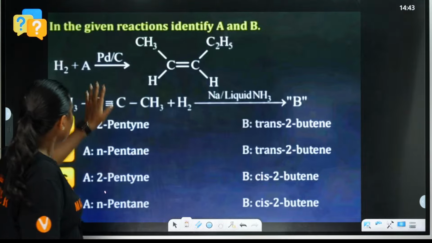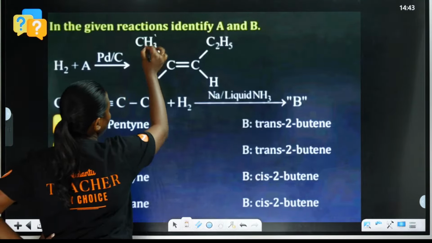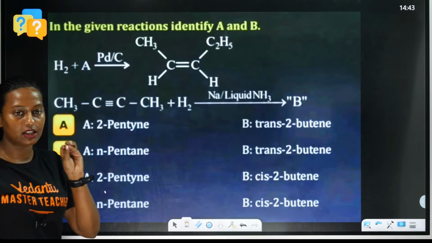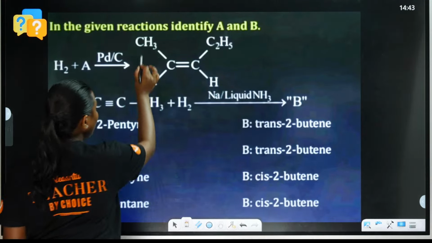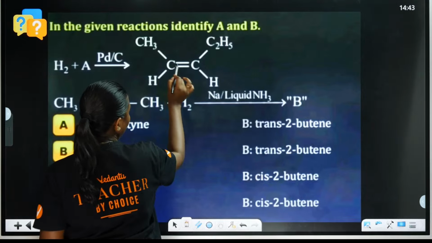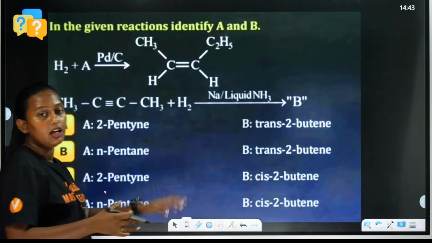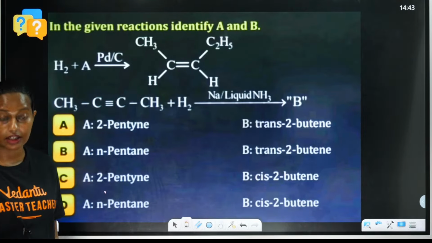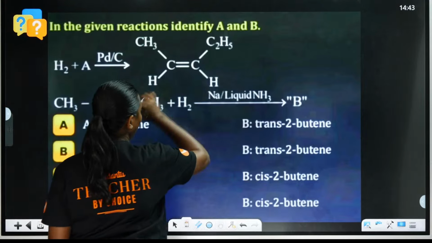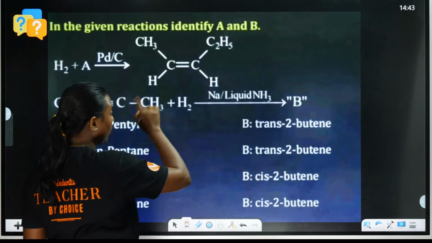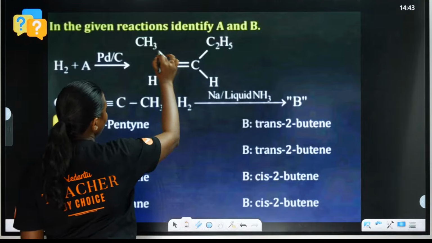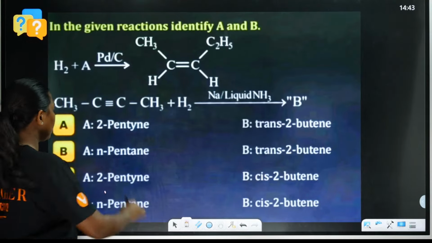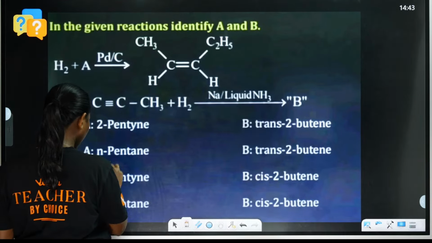So in the next step, what is formed? There are 1, 2, 3, 4, 5 carbons, so pent. The double bond is at carbon 2, since we consider the double bond at the least number of carbon. So in A we can assume a triple bond at the second carbon: 2-pentyne, and the product is 2-pentene. So the correct answer has 2-pentene here and 2-pentene there.